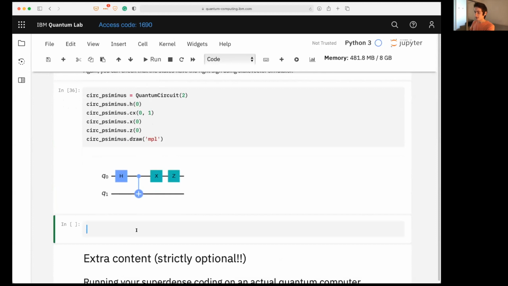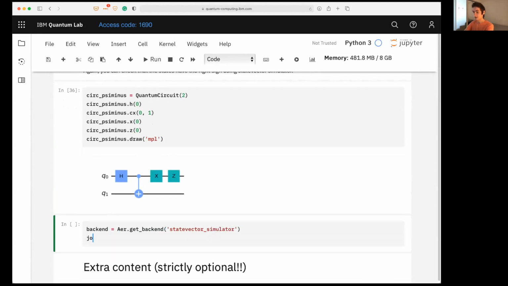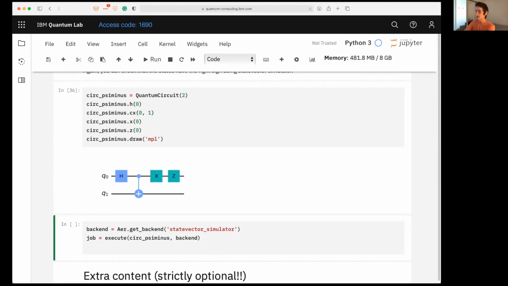Now let me give myself another code block to run the state vector simulator. Backend equals backend. Here we're going to use the state vector simulator. This should all look pretty familiar. We're going to execute our circ psi minus with that backend. No shots, because this is not the QASM simulator. We get our result like this, and then I'm going to do result.get state vector.